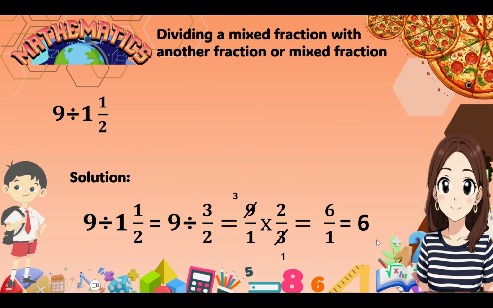Again, if you don't want to do the cancellation, you can directly multiply the numerator by the other numerator, the denominator by the other denominator. For example, 9 times 2 equals 18, and 1 times 3 equals 3. 18 divided by 3, your answer will be equal to 6. So regardless of whether you do the cancellation or not, you are going to arrive at the same answer.